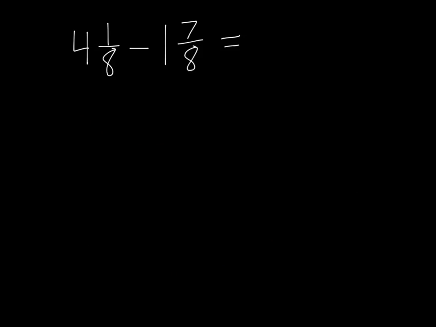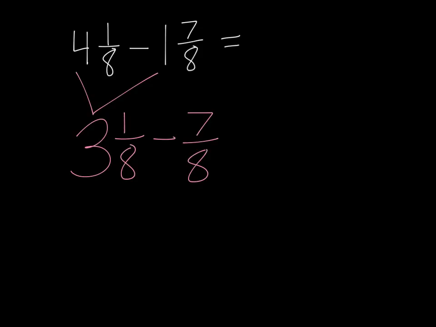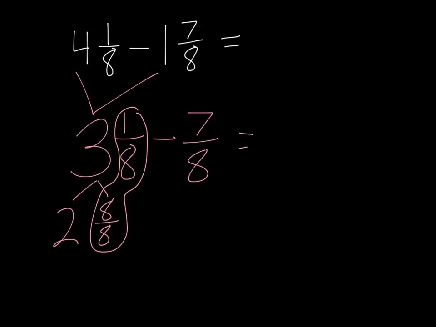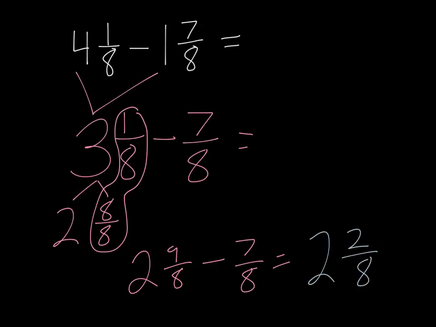Okay, one more example with that method is 4 1/8 minus 1 7/8. I'm going to start with subtracting just the whole number, 4 minus 1, and that gives me 3. So now I have 3 1/8 minus 7/8. I can decompose the 3, so it is 2 8/8. Put those 8/8 together with that 1, so I end up with 2 9/8 minus 7/8. And 9 minus 7 is 2, so I end up with 2 2/8.